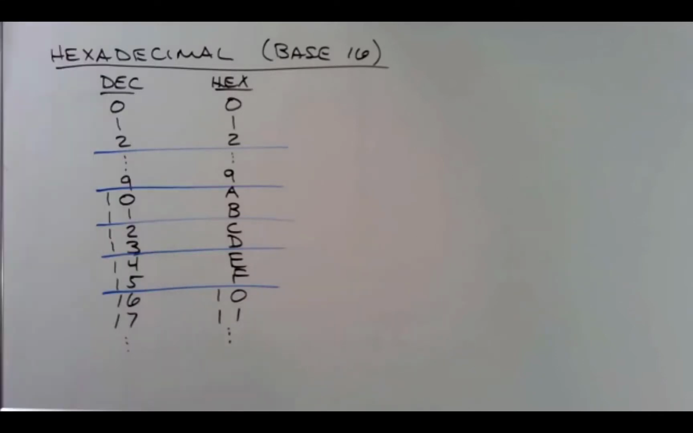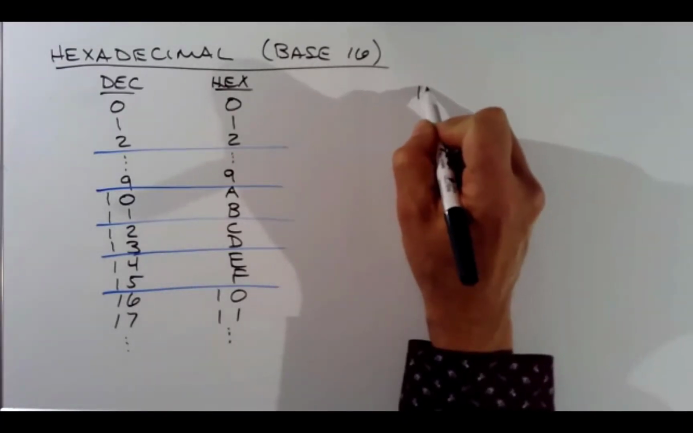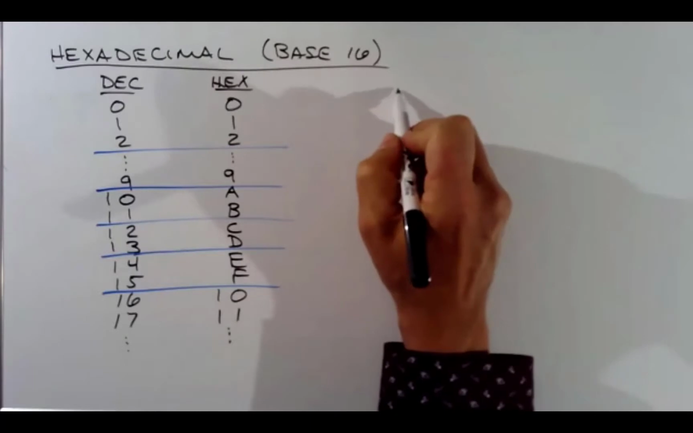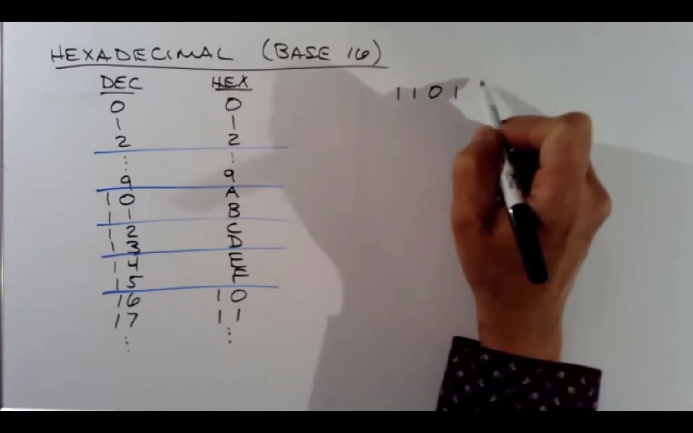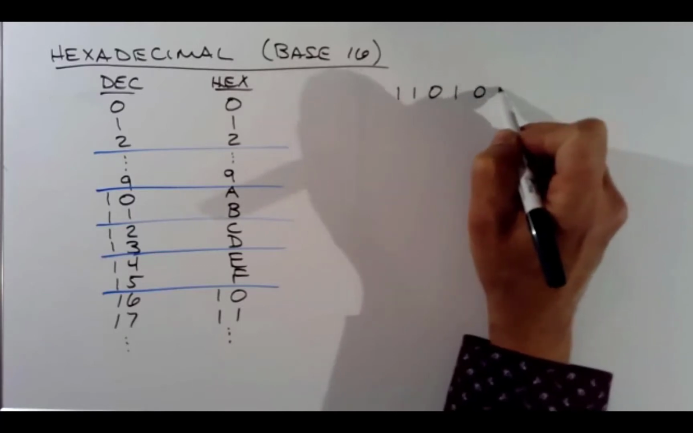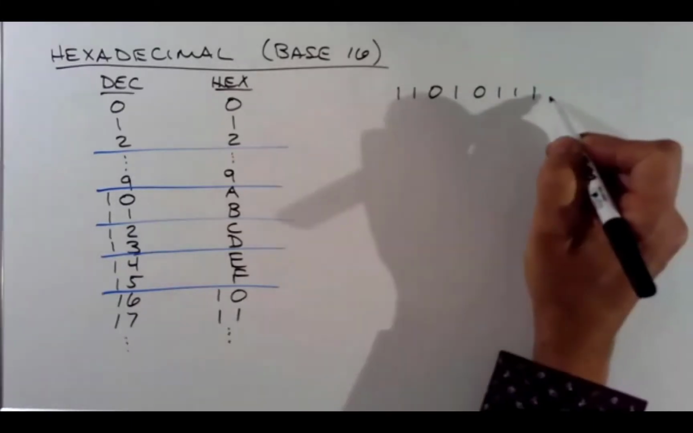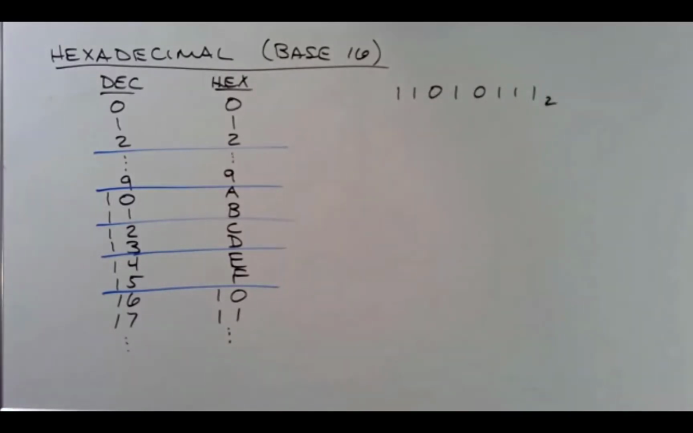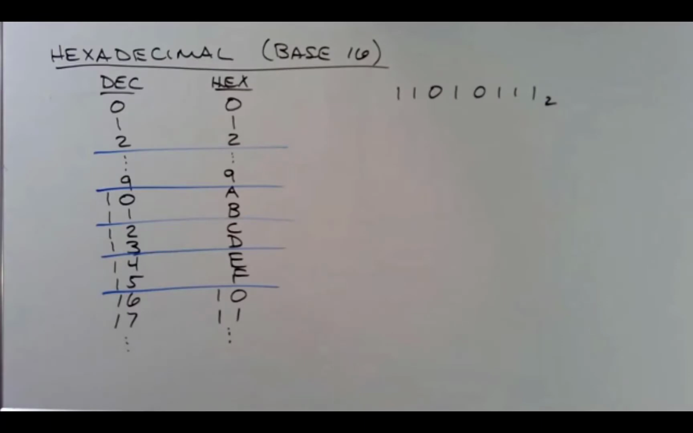If I have a number, I'm going to make up a number. 1, let me spread this out. 1 1 0 1 0 1 1 1. And this is a binary value, base 2. And I assume the radix is on the right if there's no radix drawn. What I can actually do is this.